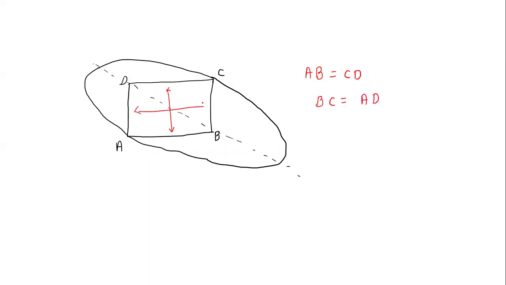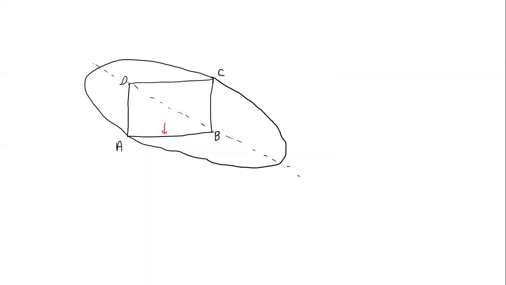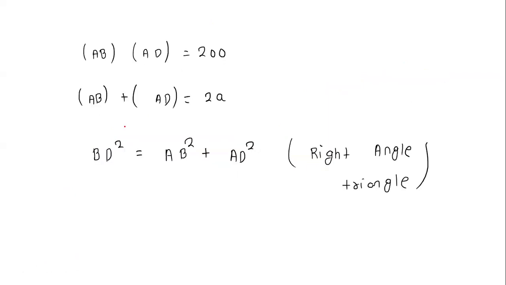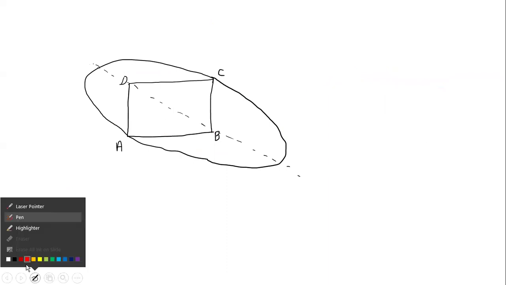These opposite sides in the rectangle are equal, and in the problem it is given that the area of the rectangle ABCD is 200. So we can say that AB multiplied by AD, which is the area of the rectangle, is 200. This information is given in the problem. AB multiplied by AD is 200, and we know the ellipse property.